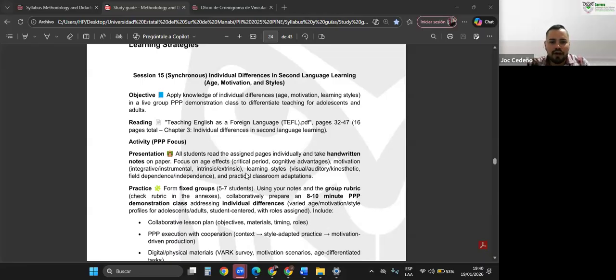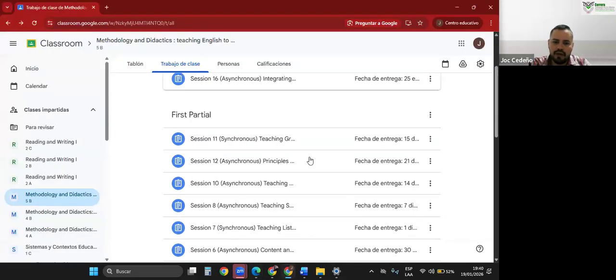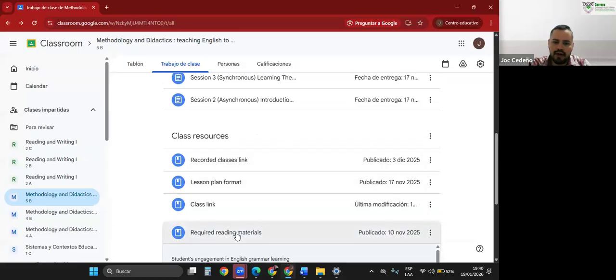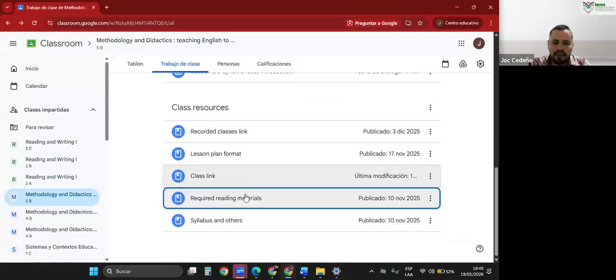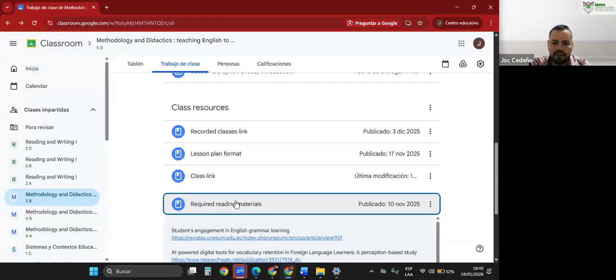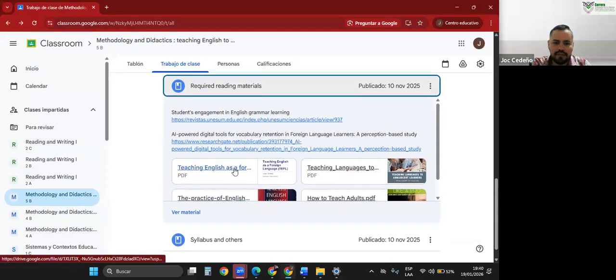To do this, you had to read this material that is available on the platform, Teaching English as a Foreign Language, TEFL, specifically on pages 32 to 47. That's the chapter's name, Individual Differences in Second Language Learning. So once you have access to that reading, you will have to review your notes from there.